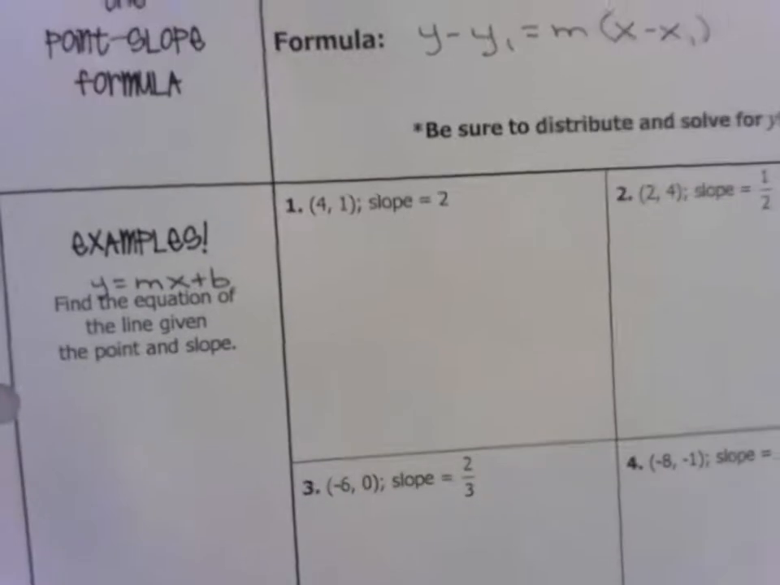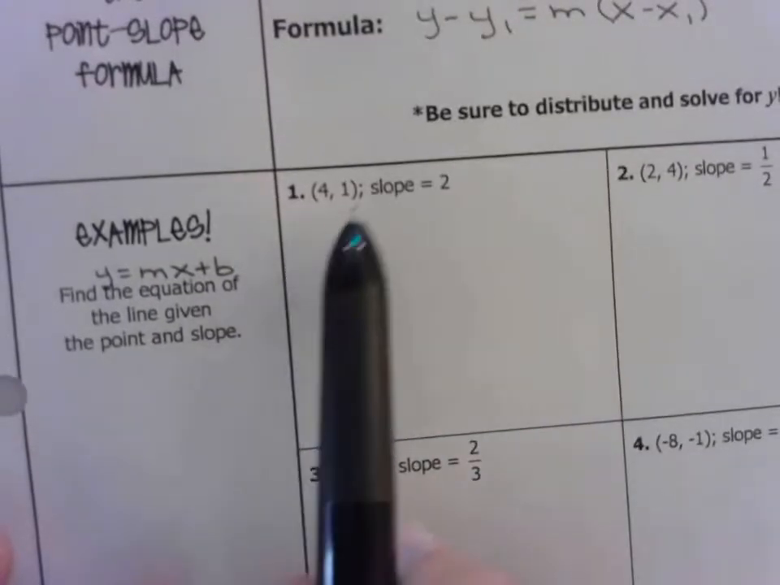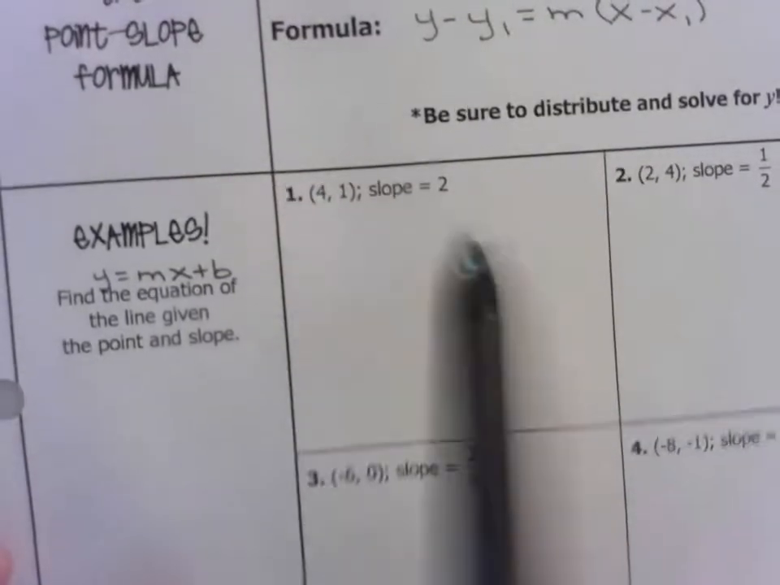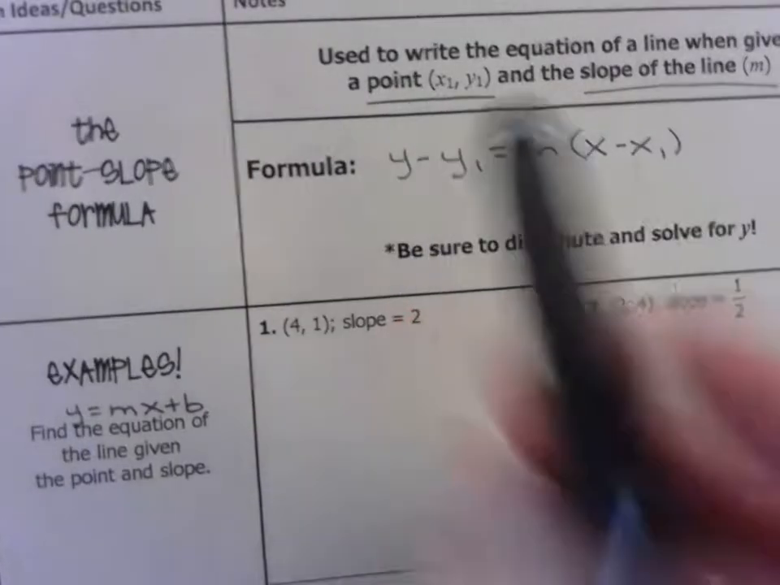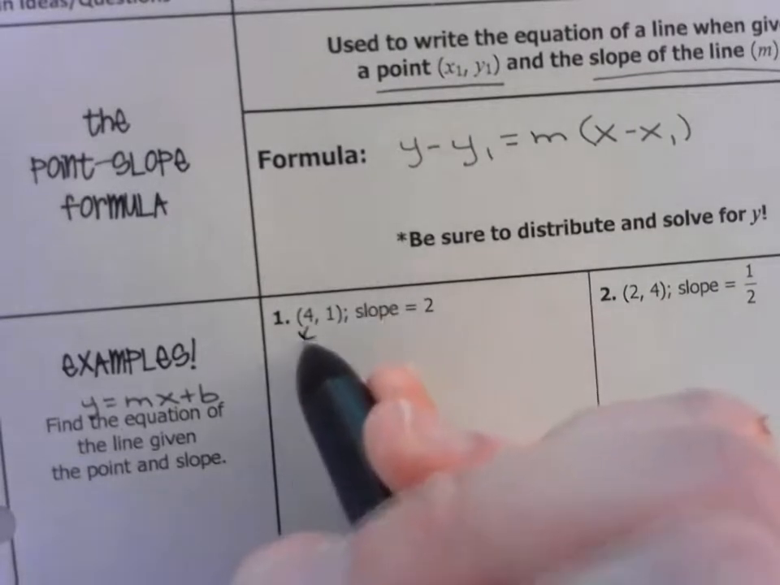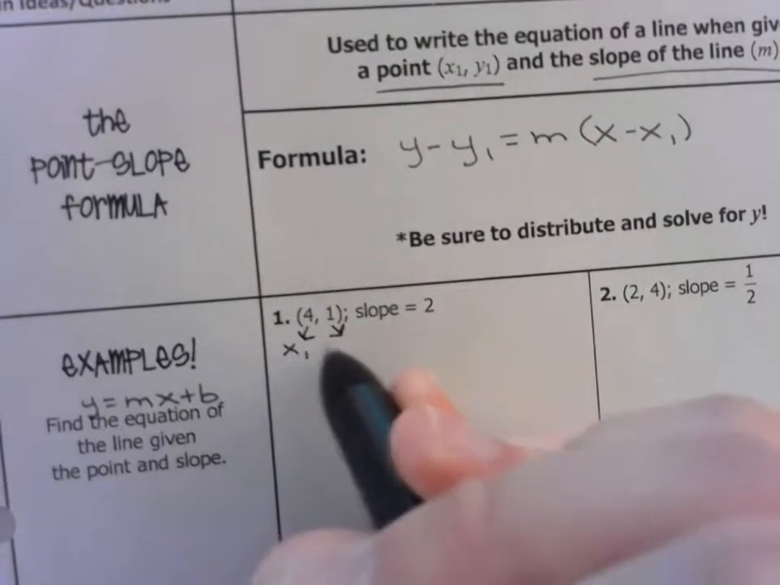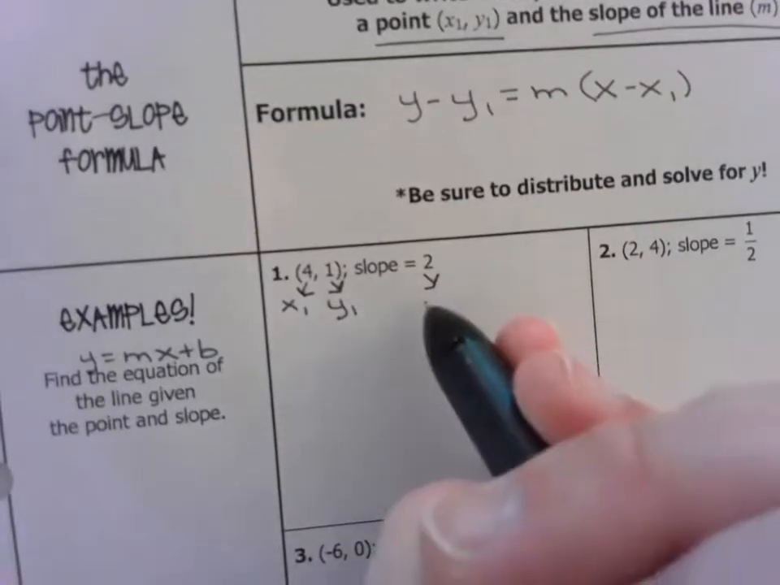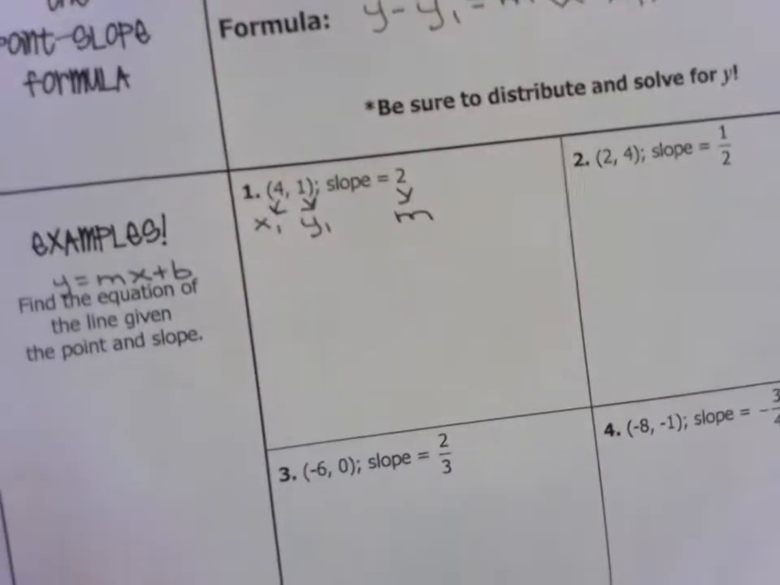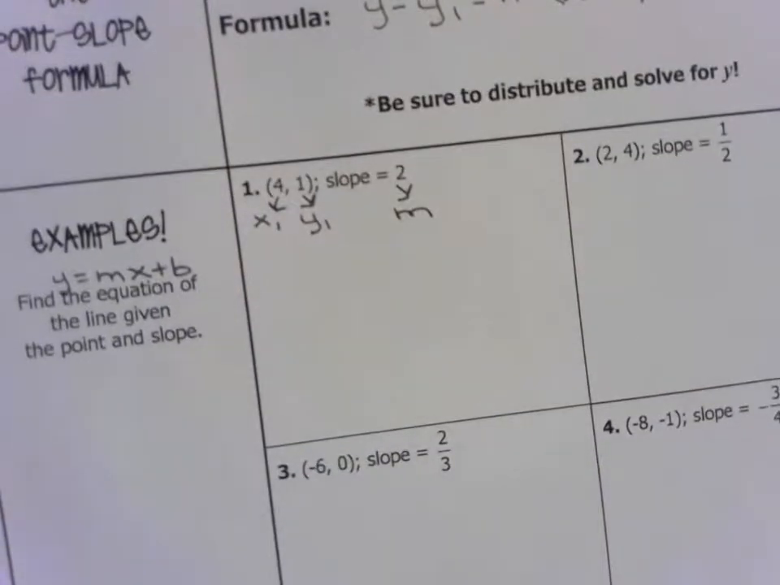So what we're going to do, let's look at example 1. I give you an ordered pair, and I give you the slope. If I look up here, the point is x1, y1. So 4 is going to be x1, 1 is going to be y1, and my slope is represented by which variable always? m. So if it's helpful to label it, your x value is x1, your y value is y1, and your 2, which is the slope, is your m value. So 4 is x1, 1 is y1, and your slope is m.